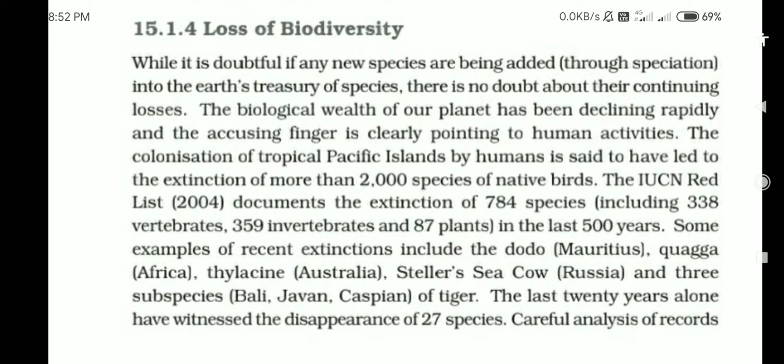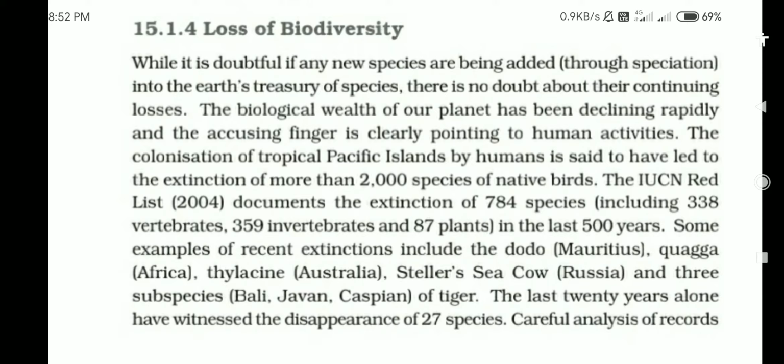So according to the IUCN Red Data Book, 784 species, including 333 vertebrates, 359 invertebrates, and 87 species of plants, are extinct in the last 500 years. Some examples of recent extinction of species are very important.